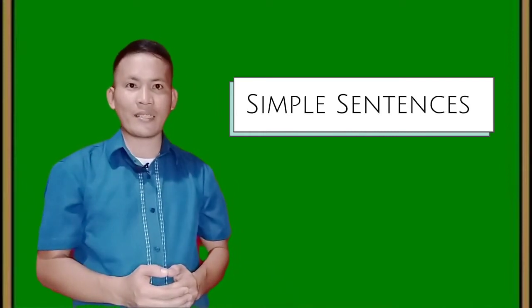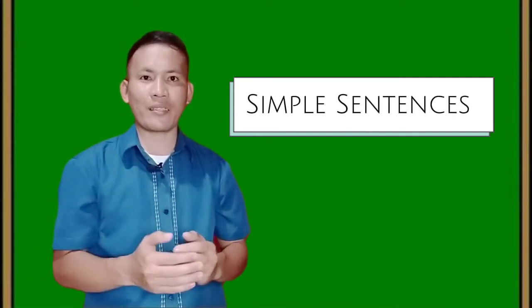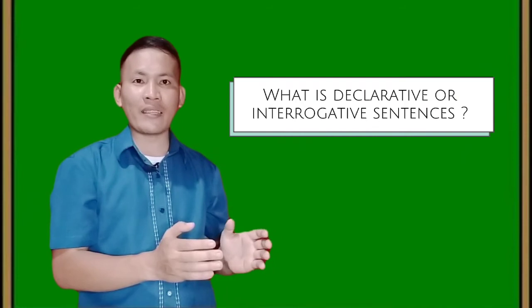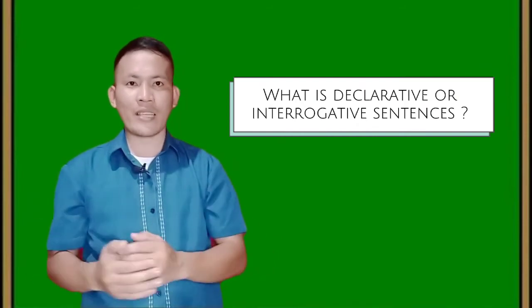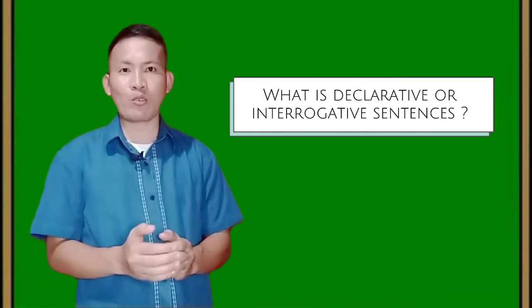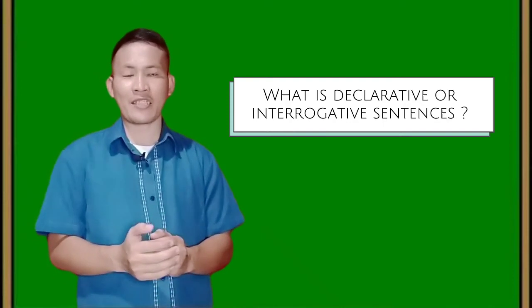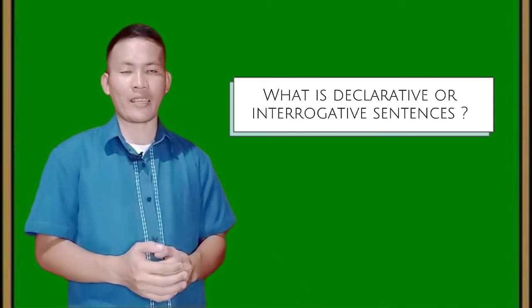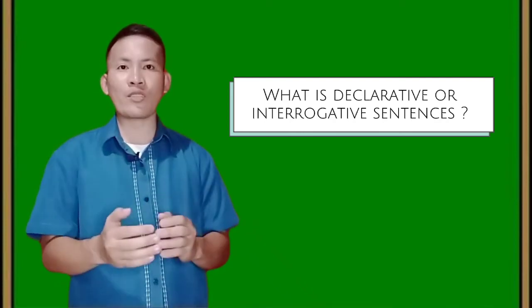Kids, are you done making your simple sentences? Very good. I know that all of you have understood our lesson for today. What is declarative sentence and what is interrogative sentence. And you have made also unique simple sentences based on what you have understood about our lesson for today. Kids, congratulations for that.